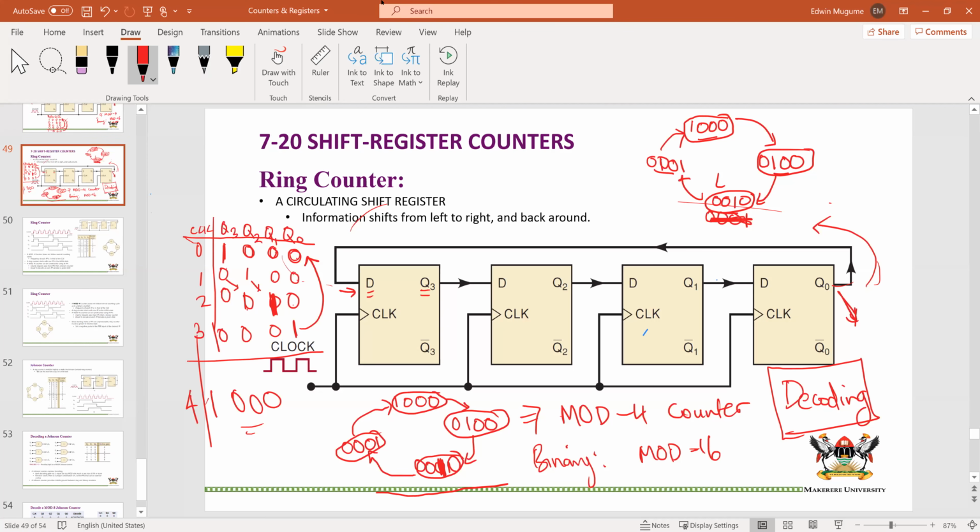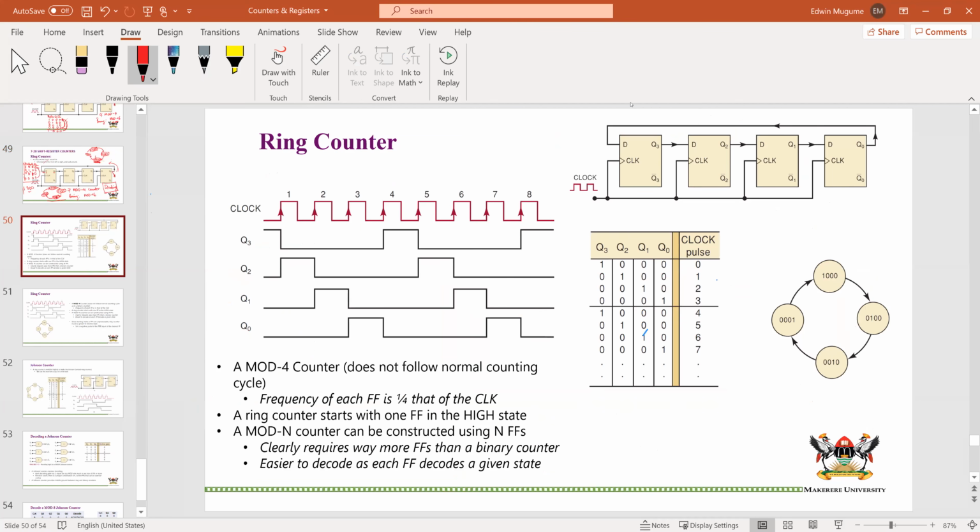Great. Thank you. So, if we come back to the next slide, you can see this is precisely what we have done. This is the truth table. At most, just one flip-flop is high, and so it's easy to know which one is high. That's why we do not need to decode.